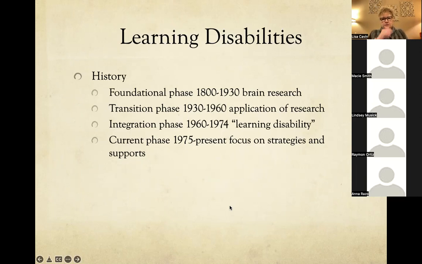So what is the history of learning disabilities? We haven't always called them learning disabilities. We really have a foundational phase that began back in the 1800s and grew on into the early part of the 20th century with brain research. When scientists began to look at the brain and its development, we began to see that things were going on with people who had gaps in their learning, and things were different with their brains. And your textbook does talk about this.